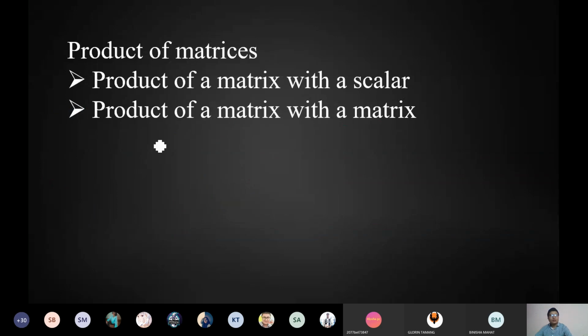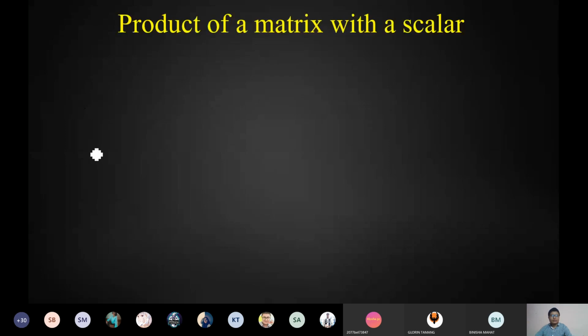So let me go to this topic at first: product of a matrix with a scalar. What do you mean by the product of a matrix with a scalar? Please write along with me. I'll display a formal definition here.